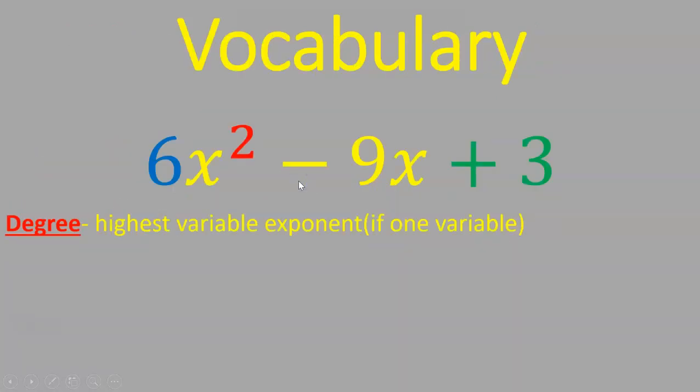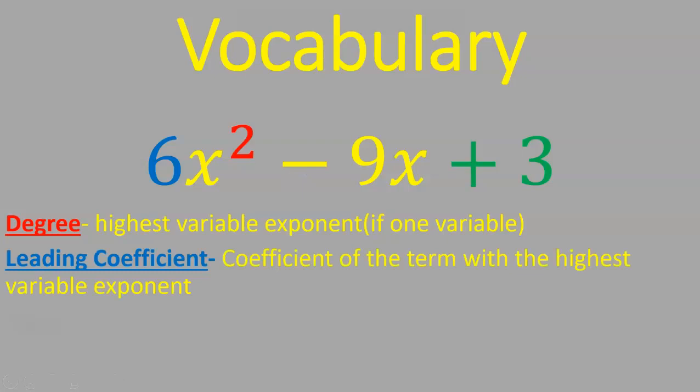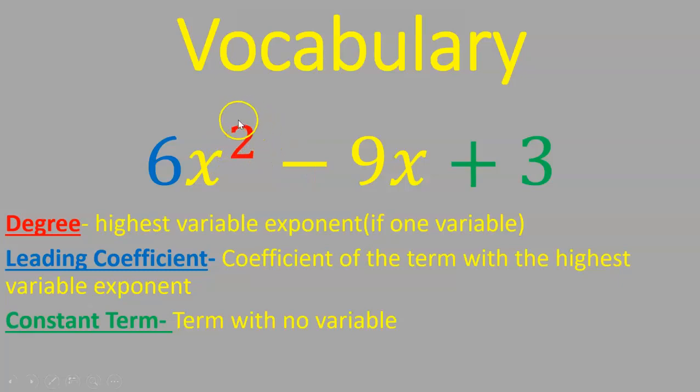Some vocabulary associated with polynomials. We have degree, leading coefficient, and constant term. The degree is the highest variable exponent, so it's colored in red here. It's 2. 2 is bigger than 1 and 0. The leading coefficient is actually not mentioned in the literature to this standard, but it always goes with degree, so I'll mention it here. The leading coefficient is the number in front of the highest power. So 6 is in front of the highest power too. So 6 is your leading coefficient. It's not the other two. And constant term is the term that has no variable. Remember, that means power 0 on the variable. So 3, colored in green, is your constant term here.